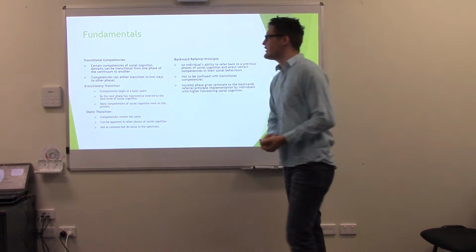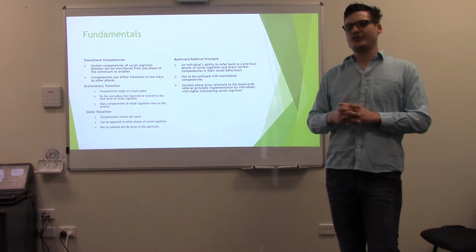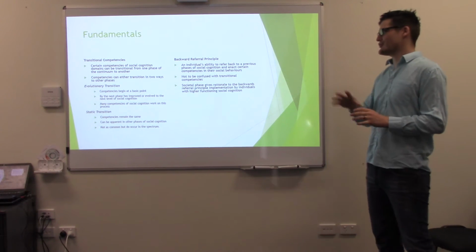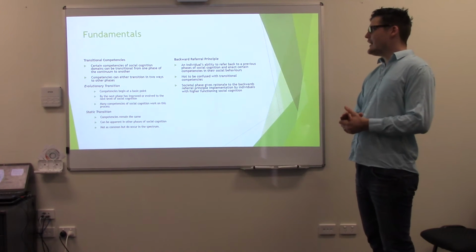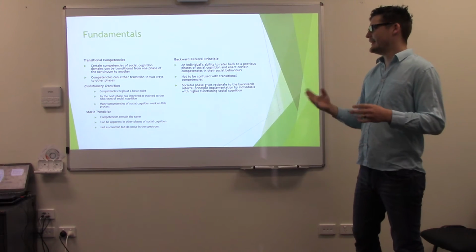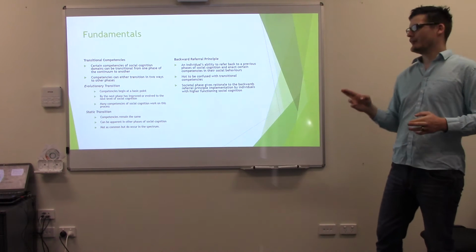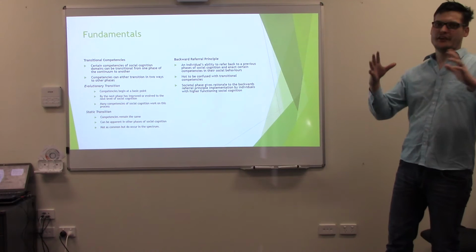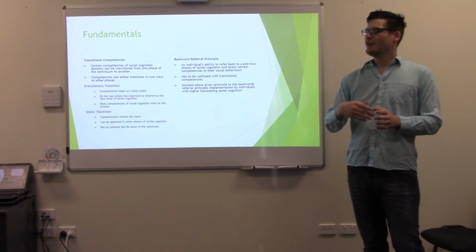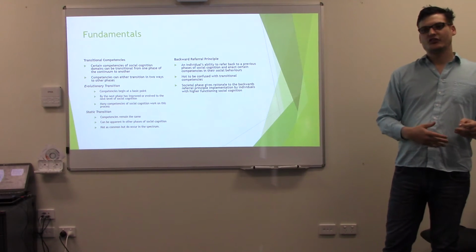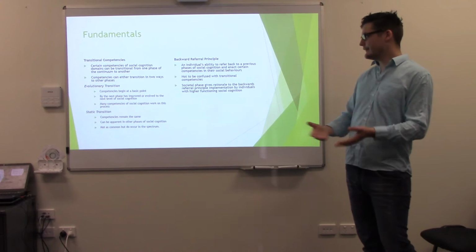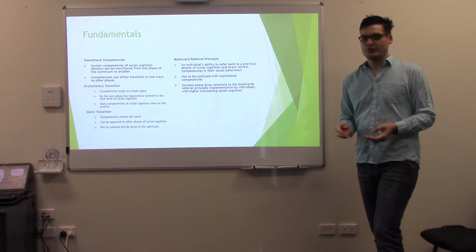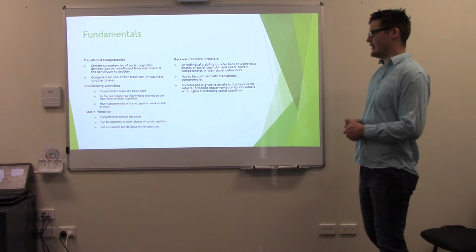So then we have transitional competencies. Certain competencies of social cognition domains can be transitional from one phase to another, and they can transition in one of two ways. So there's evolutionary transitions, and what they are is competencies that begin at a basic point and by the next phase they evolve into a higher level of cognition.